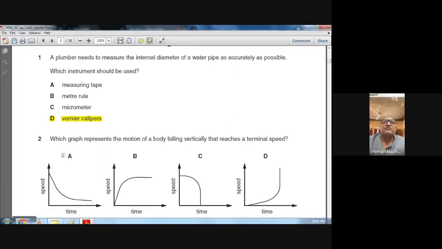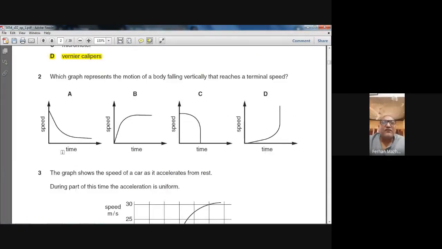Okay, question number two. Which graph represents the motion of a body falling vertically that reaches a terminal velocity? When you fall, at the start your velocity is zero, then your velocity increases, and then it becomes constant. So the graph should start from the origin and go up, and gradually the gradient should decrease, and then the graph should become flat. So what do you think? What's the choice? B.